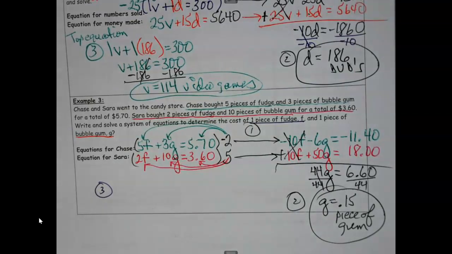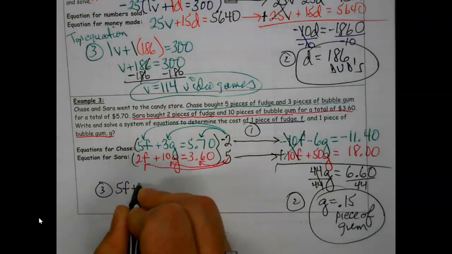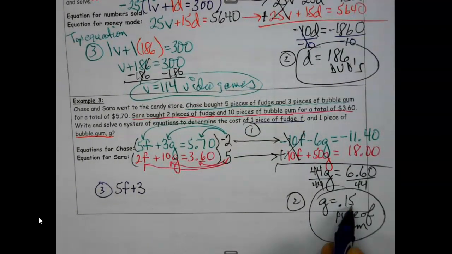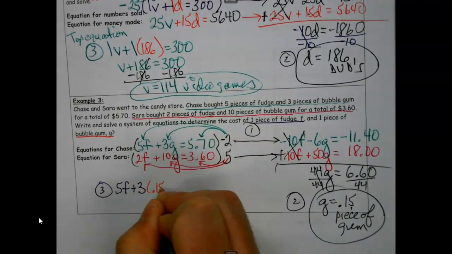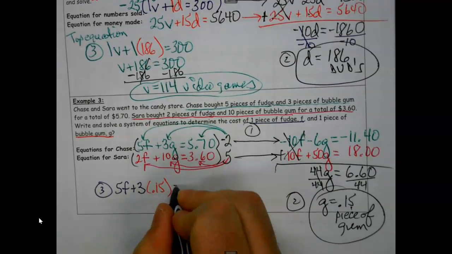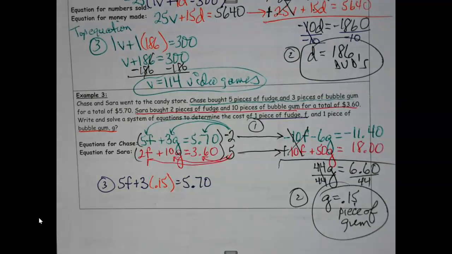And then again, I get into my last part, which is to take that original first sentence, the one that I've got in green up here, and I just start copying it until I get to the variable that I know. And I know that G is 15 cents. So we do a little elimination, a little substitution, and a little equation solving. We did a little of everything with these.